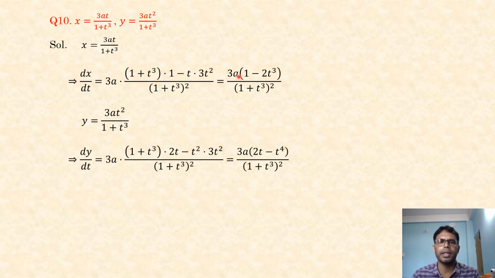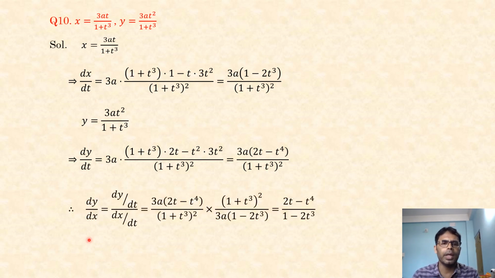Now divide this by this. So dy/dx is equal to dy/dt divided by dx/dt. dy/dt is this value. When we change the divide into multiply, we write the reciprocal of the other term, one on top and one below. Then this term cancels, thrice a is cancelled, so twice t minus t to the power 4 divided by 1 minus twice t cube only is the answer for the question.